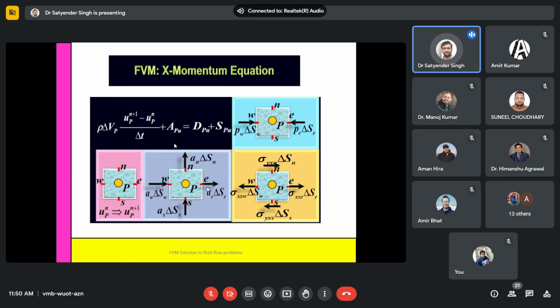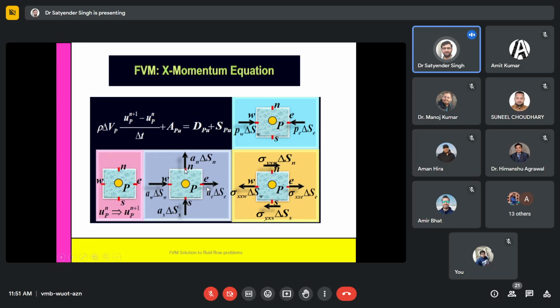In a similar way, in the x momentum we will have one variable with respect to two coordinates, x and y. So this is a representation of the same. While advecting in the x direction, we also have the effect of the variable in the y direction. Similarly, for the y momentum you will get rho v del v by del x plus rho u del v by del y, likewise.